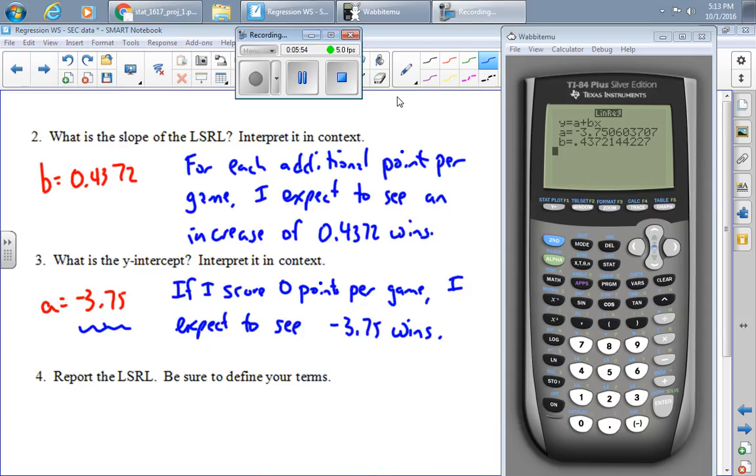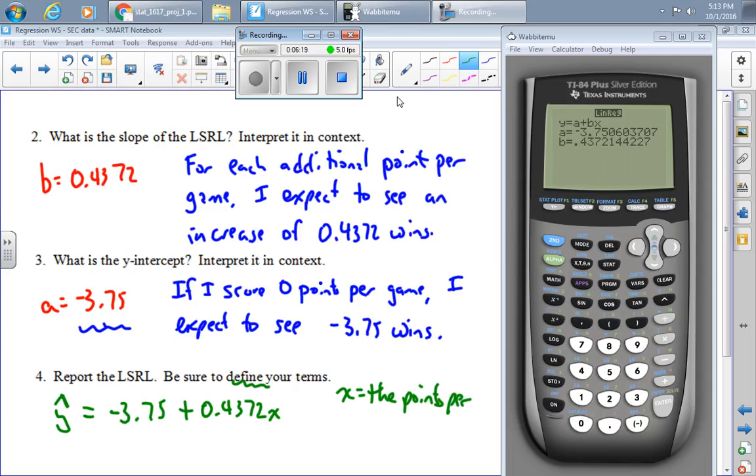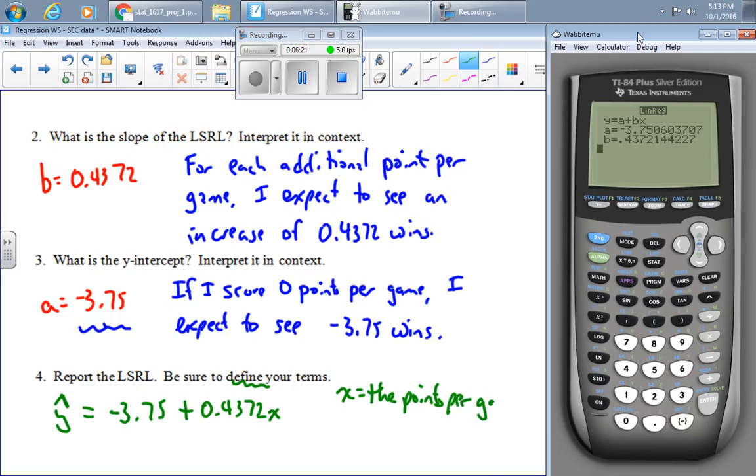And now report the LSRL. So the LSRL is y hat, don't forget the hat, negative 3.75 plus 0.4372x, where x, and then this is the defining the terms part, x is the points per game, and y is number of wins.